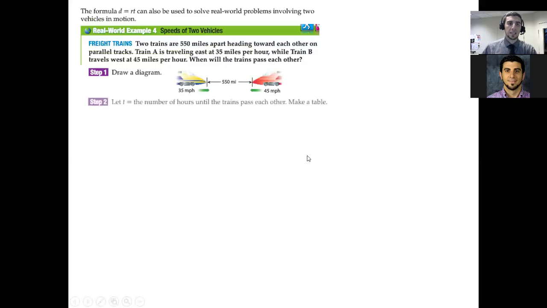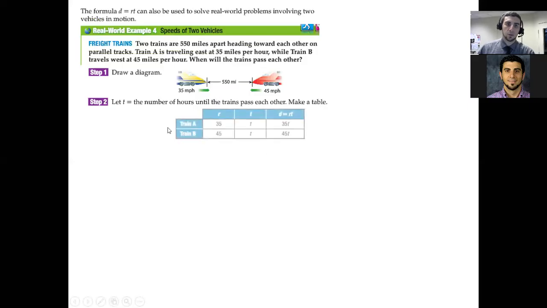All right, so let T equal the number of hours until the trains pass each other, and let's make a table. Train A, its rate is 35 miles per hour. Its time is T, we don't know it. The distance is 35T. Train B, its rate is 45 miles per hour. Now we use the same time because it's going to be the same amount of time from this picture until the trains meet. Because they're both starting 550 miles apart, it's going to take the same amount of time until they meet.